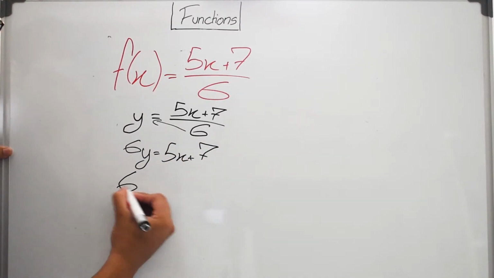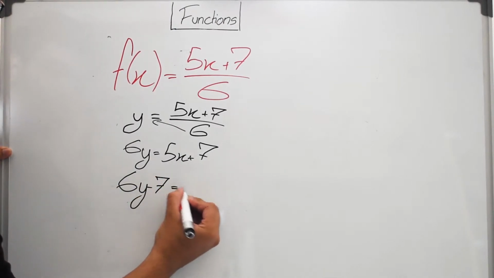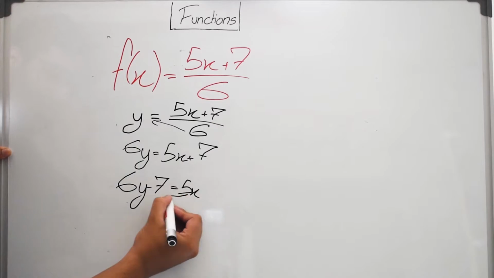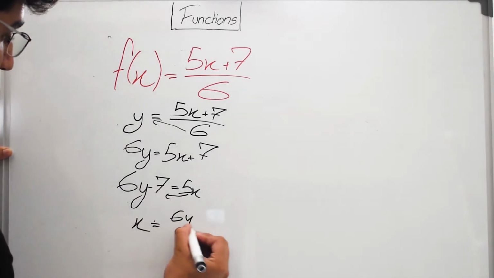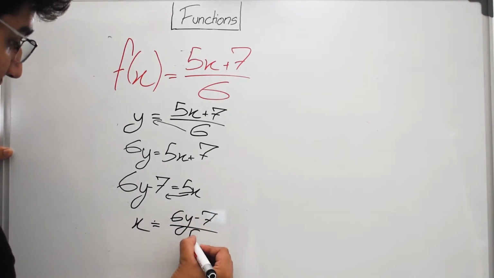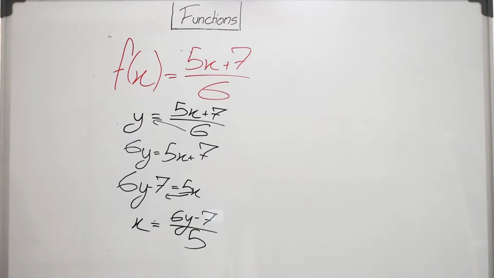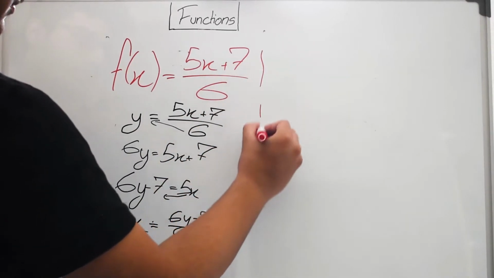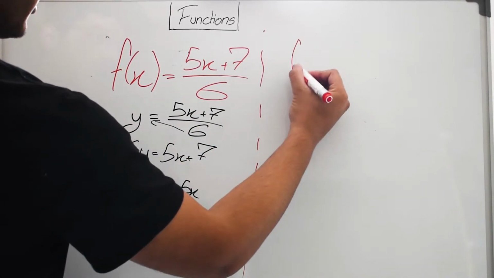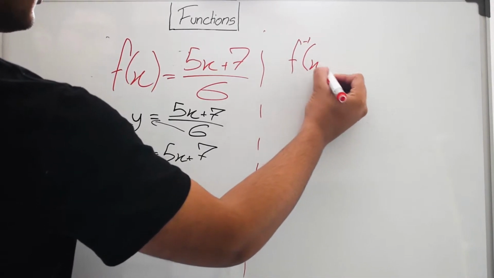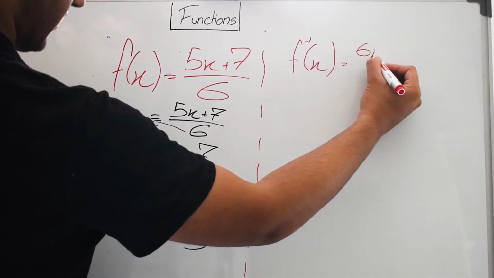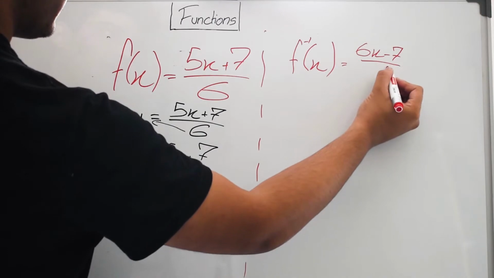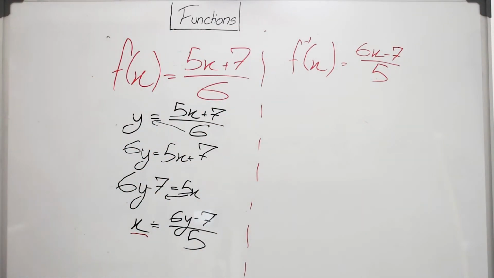Then minus 7 will come here. It will be 6y minus 7 equals 5x. Now 5 will come down here, it will get divided. So this will become 6y minus 7 over 5. Now that we've done this, the last step is we have to change x to f inverse of x, and we have to change y to x. So it will be 6x minus 7 over 5.